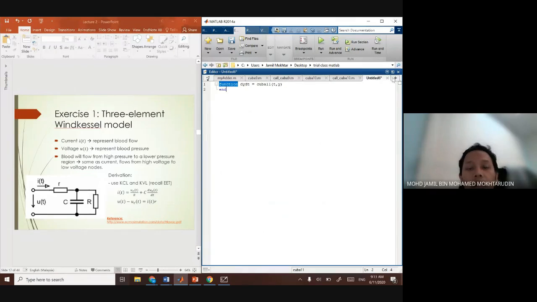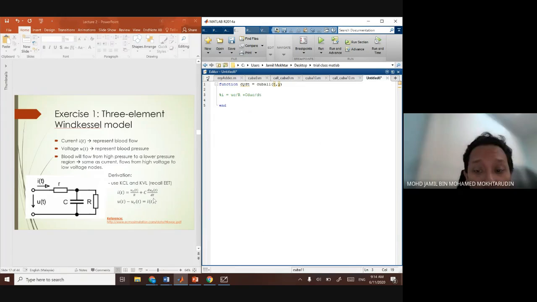Okay, so the first equation says I equals UC over R plus C dUC over dt. So this equation is a bit tricky. It doesn't start with d over dt. So what you need to do is rearrange your equation, okay? The equation starts with I equals UC over R plus C dUC dt.